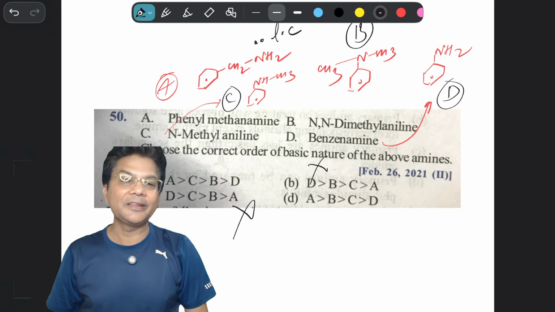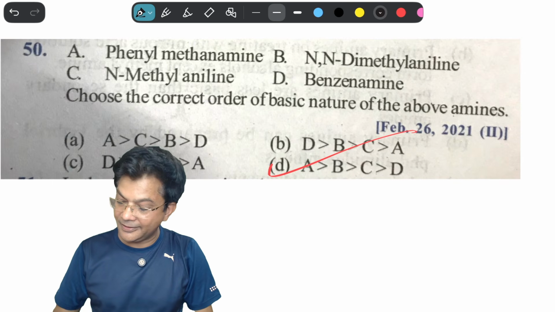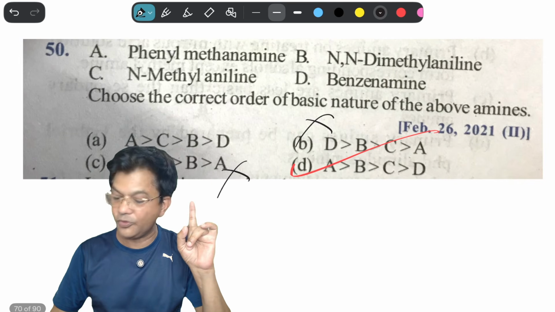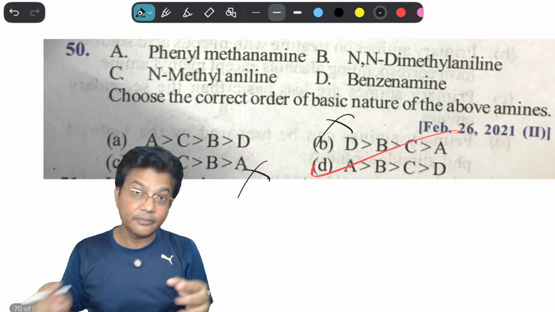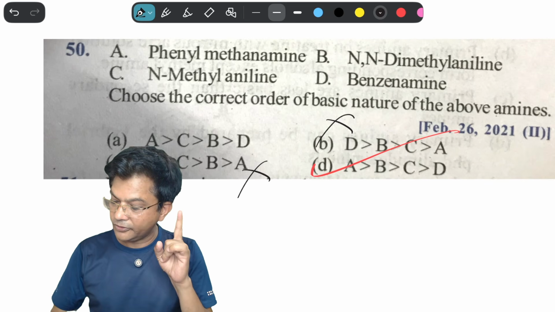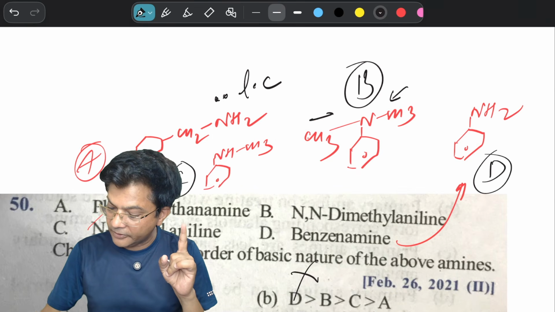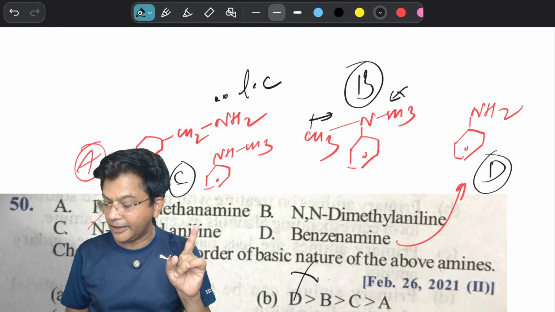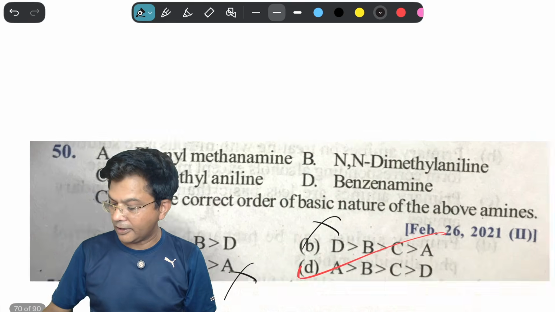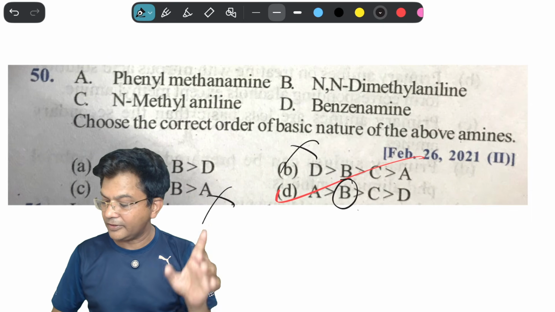Now see, methyl groups are plus I, so it's very clear you can get the answer. A, then C, A is the correct answer. These two already got eliminated, so you can apply a shortcut strategy. But if you are having a brain, then go with the brain. Now see B, there are 2 plus I groups, and C has just 1 plus I, so it's very clear to all of you. A is the maximum basic, after that B, then C, then D.